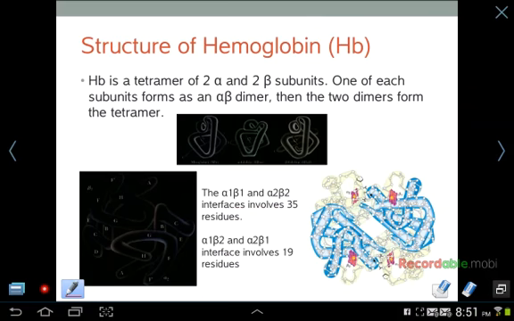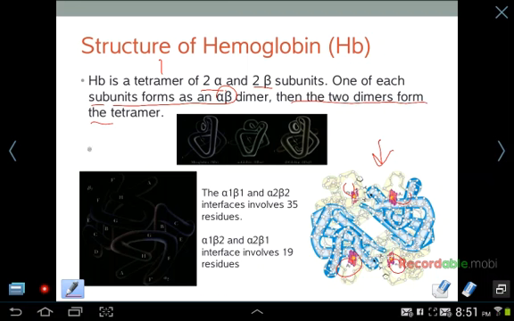So now let's talk about the structure of hemoglobin and how it compares. So hemoglobin is a tetramer of 2 alpha and 2 beta subunits. One of each of the subunits forms an alpha-beta dimer, and then the 2 dimers form our tetramer. Okay, so we have alpha, beta, and alpha, beta.